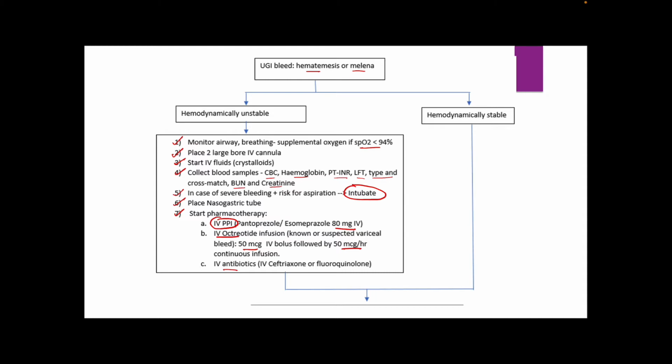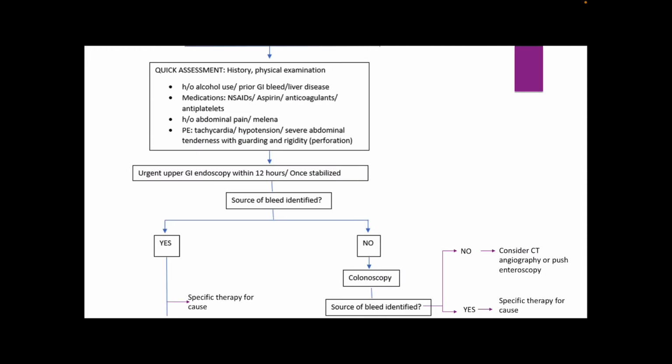Just a note here: instead of octreotide, other options include terlipressin, which is a synthetic analog of vasopressin. After all of these measures in a hemodynamically unstable patient, once the patient is made stable, the next step is to take a quick assessment. So we basically do a history and a physical examination.